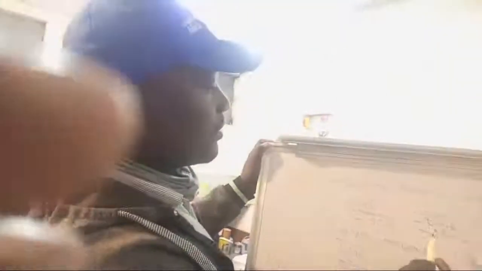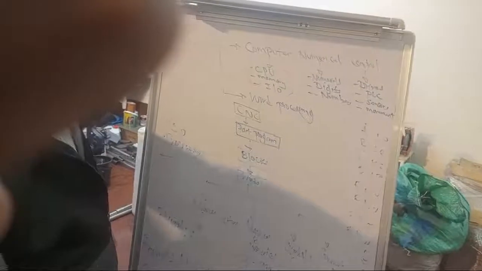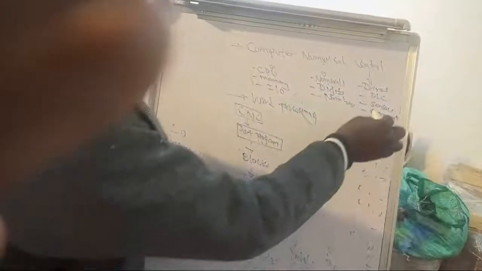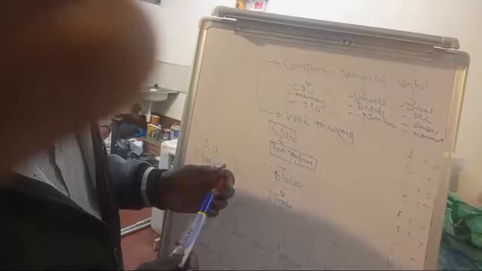And how are they communicating? They are communicating using numerals, digits or numbers, which send a signal to the drives, the servo drives, the PLC, the sensors, to actualize the machine to move from point A to B. That is what we call CNC machines.